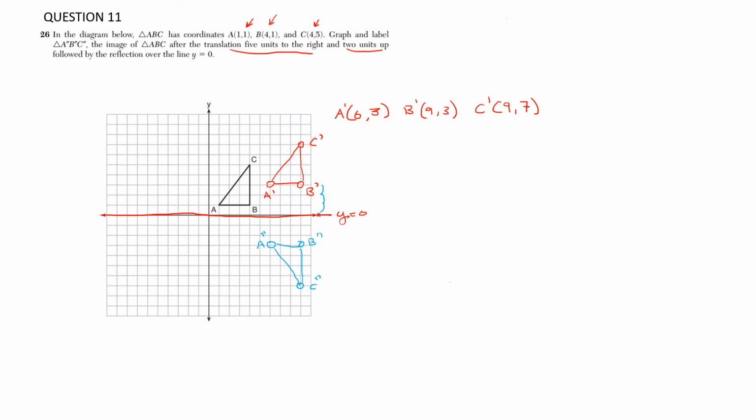Now let's do this to the coordinates too, just to verify. Now, to reflect it over the x-axis, we negate the y value. So this would turn into (6,-3). And we can verify that by looking at what we've done using the graph. And B double prime would be (9,-3). And C double prime would be (9,-7).